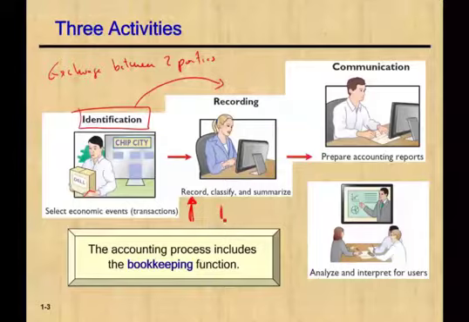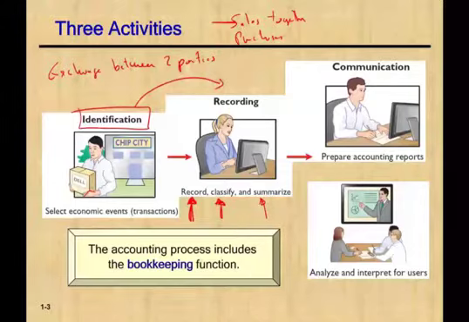Then we're gonna classify. We're going to classify the transaction. What type of transaction is it? Then we're going to put all the similar transactions together. For example, we're going to put all the sales together. We're going to put all the purchases together. We're going to classify them, summarize them, okay? Because we're going to have many transactions, so we want it to make sense. We're going to record, classify, and summarize.